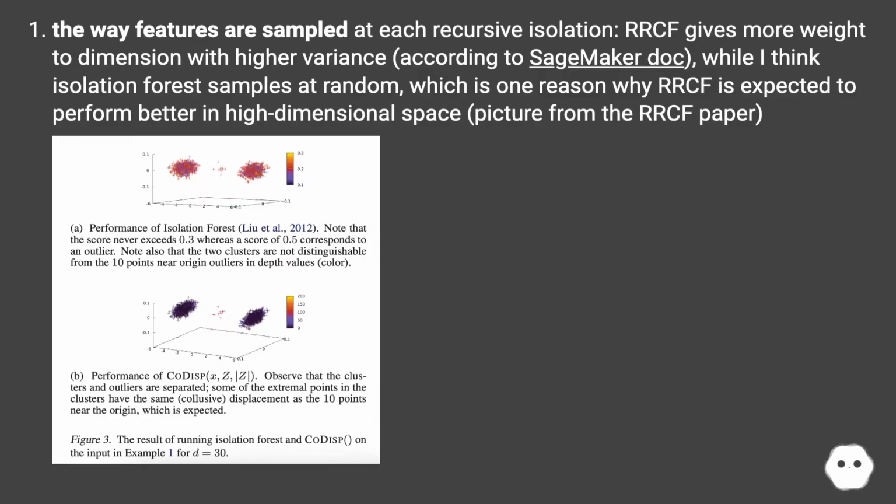The way features are sampled at each recursive isolation: RRCF gives more weight to dimensions with higher variance, according to the SageMaker doc, while I think isolation forest samples at random, which is one reason why RRCF is expected to perform better in high-dimensional space. Picture from the RRCF paper.